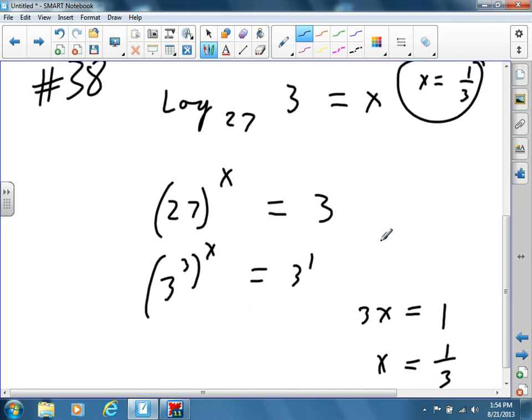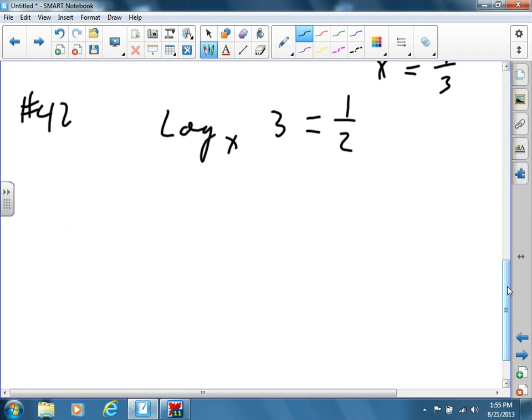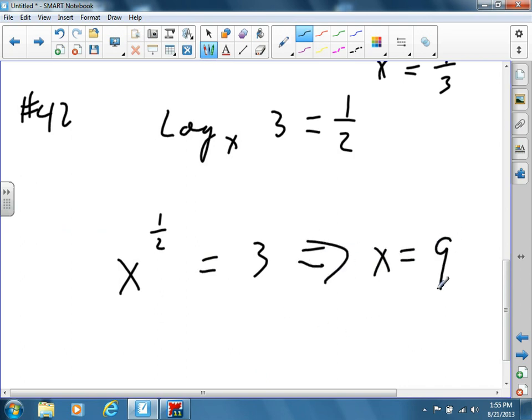All right, we'll try 42. These are so much fun. Log base x of 3 is 1/2. All right, so x raised to a half is 3, clearly implying x is 9. It may not be so clear in the log form, but it's very clear when I write it as an exponential.